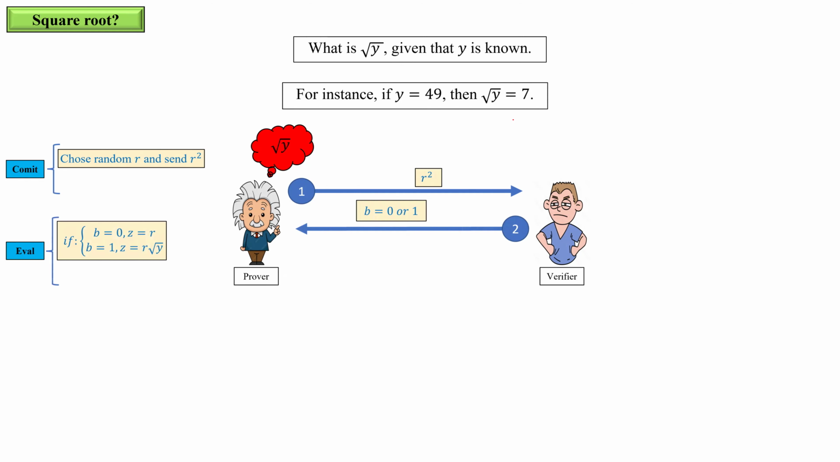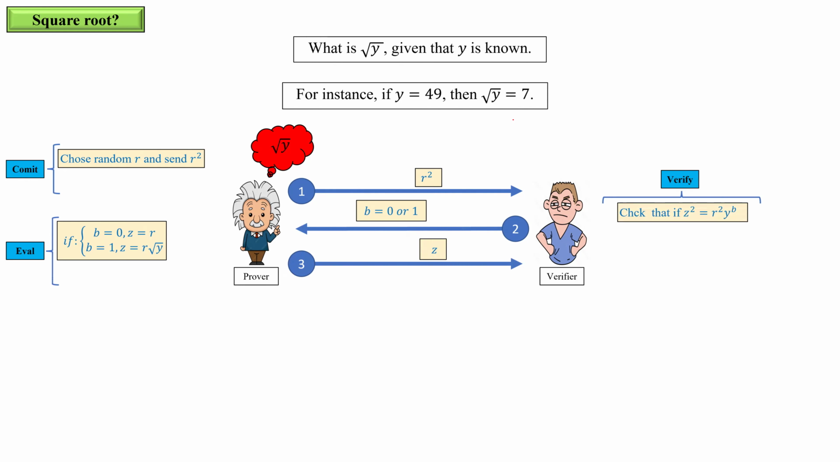Then there is an evaluation algorithm on the prover side that says that if the value of b equals 0, compute z equal to r, and if the value of b received from the verifier equals 1, compute the value of z equal to r multiplied by the square root of y. And then send the value of z to the verifier.